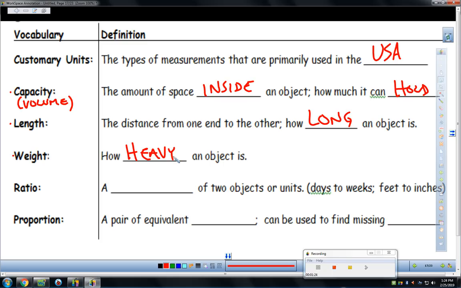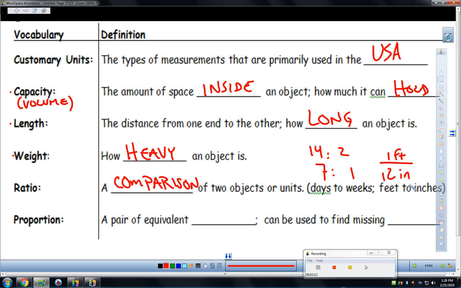A ratio is a comparison, I hope I spelled that right, of two units or objects. For example, days to weeks. There are 7 days to 1 week. There are 14 days in 2 weeks. Or feet to inches. 1 foot is 12 inches. In addition to being written like that, you can also write a ratio as a fraction. So 1 foot is 12 inches.